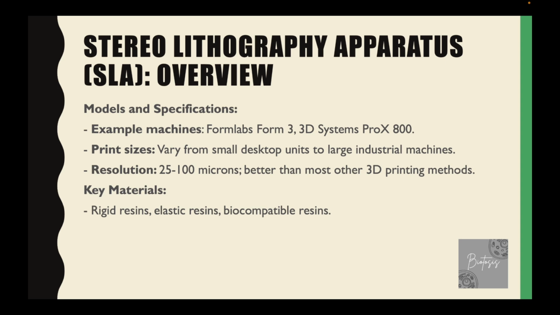Now let's move on with examples of machines. The Formlabs Form 3 and 3D Systems ProX 800 are two stereolithography machines that I've seen and used, but we can talk about others as well. There are many more. Printing sizes vary from small desktop units to large industrial machines. Resolution is 25 to 100 microns, better than most of the other printing methods. Key materials are rigid resin, elastic resin, and compatible resin.